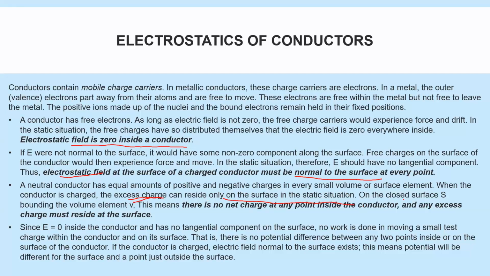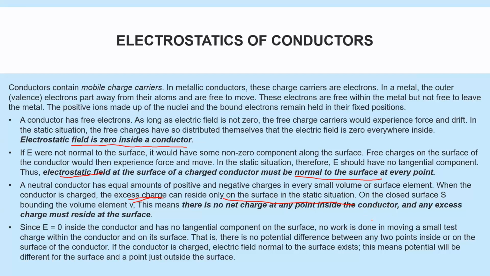So if we are considering a closed surface S enclosing a volume V, there will be no net charge inside the conductor, and the excess charge that is there actually resides at the surface. This we saw as an example when we were considering the thin spherical shell.